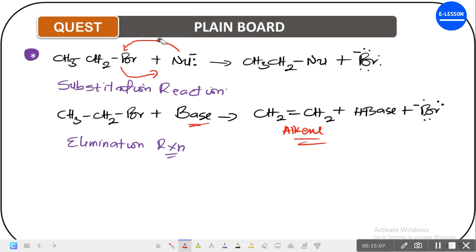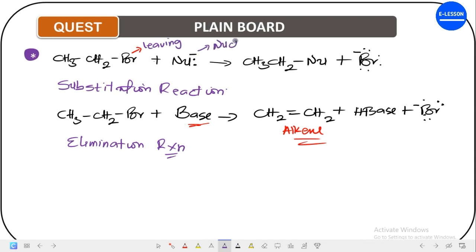As you see in this reaction, this group here, which is the bromine group that is leaving, is what we term the leaving group. All right, this is the leaving group, and this is the nucleophile in this reaction. Is that understood? For a substitution reaction, the group that leaves for the nucleophile to attach is what is called the leaving group.